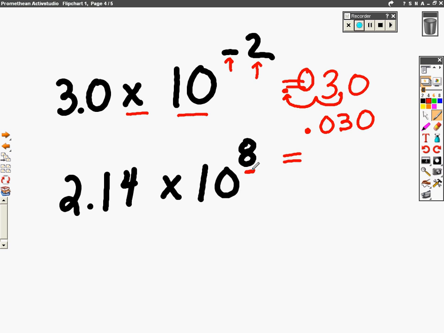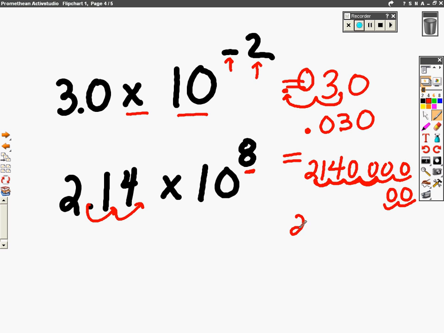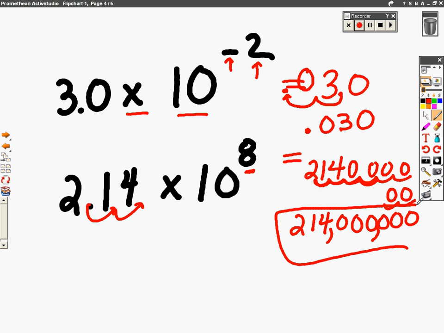Next one, you have a positive exponent when it's in scientific notation. So you could just move the decimal to the right 8 times. If you keep moving it to the right, that's 1, 2, 3, 4, 5, 6, 7, 8, and add all your zeros. You end up with 2, 1, 4, 0, 0, 0, 0, 0, 0. And then we're going to put in our commas by working from the right side. 1, 2, 3, comma, 1, 2, 3, comma. And you get that as your answer.